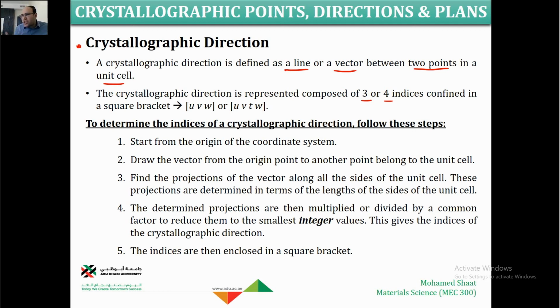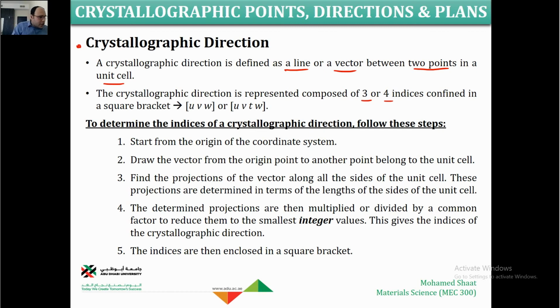Because, for example, if I ask you to describe a vector from the mathematical point of view, any vector should have I, J, and K, which are the X value, Y value, and Z value. So in general, from mathematics, any vector has 3 indices. It has 3 values, X, Y, and Z. How about the 4th one? This is a special case for the hexagonal crystal structure, as it will be explained. But in general, the crystallographic direction is a vector, like the conventional vector that we are dealing with in mathematics, that is set up between any 2 points.